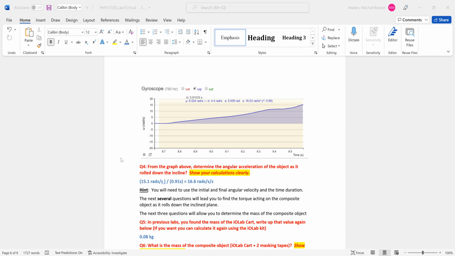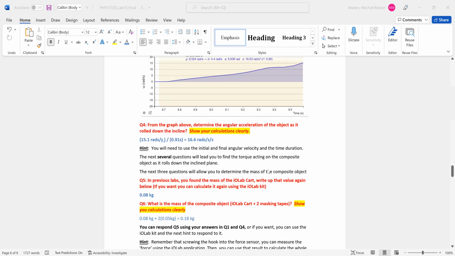Well, question 4 is just asking, from the graph above, determine the angular acceleration of the object as it rolled down the incline. I calculated it here, where it's about 15.1 up here, and it took 0.91 seconds, which is 16.6 rad/s. Or you can literally pull it right off the graph right here. I don't know why they want us to calculate it when the device does it for us, but just so everyone's happy, I went ahead and showed my calculations clearly anyways. Yeah, sounds good.